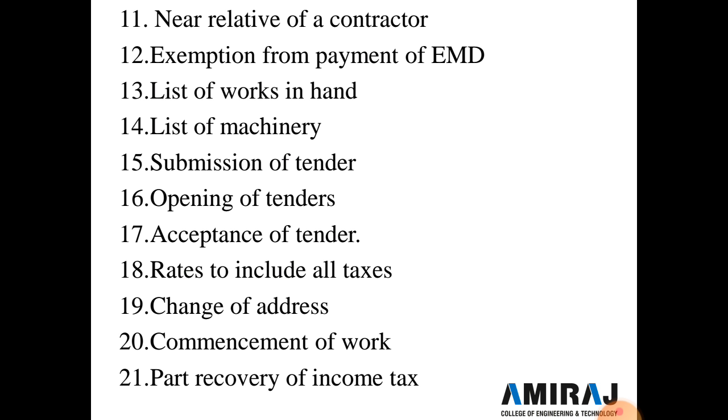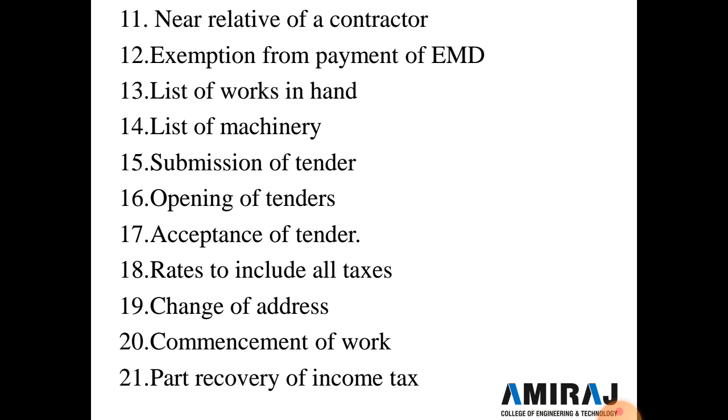And next, clause 17 is acceptance of a tender. So acceptance of a tender will rest with the accepting authority, who does not bind himself to accept the lowest tender and reserves the right to reject any or all the tenders received without assigning any reason whatsoever. The accepting authority also reserves the right to distribute the work to more than one tenderer at the rate accepted by him, and the successful tenderer shall not have any claim for a cut in the work to complete the tender work.